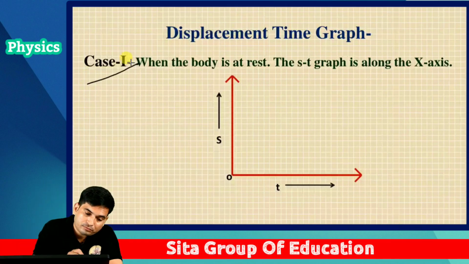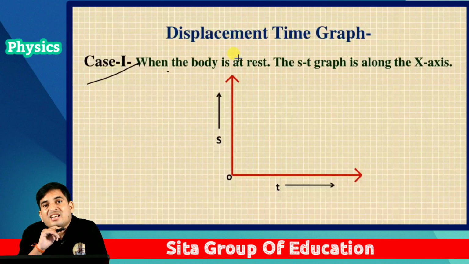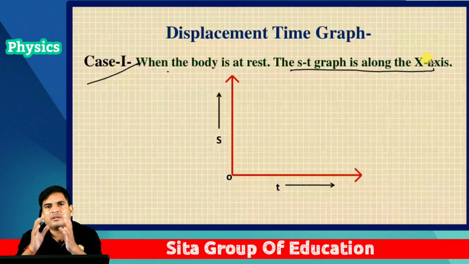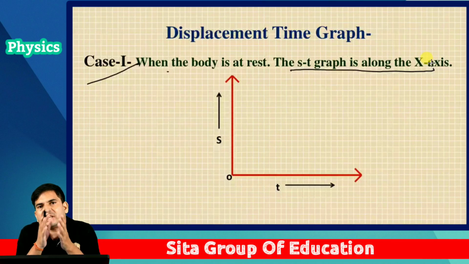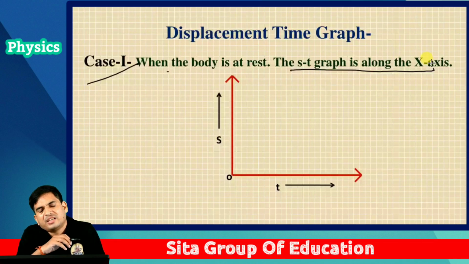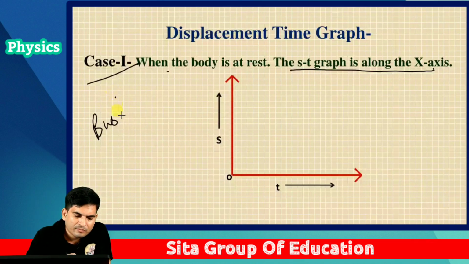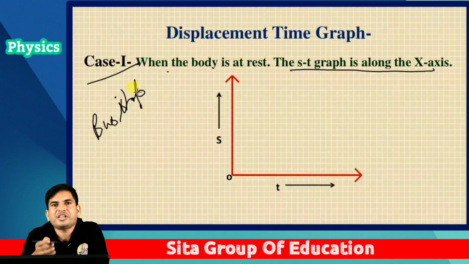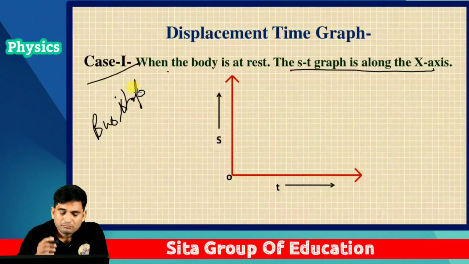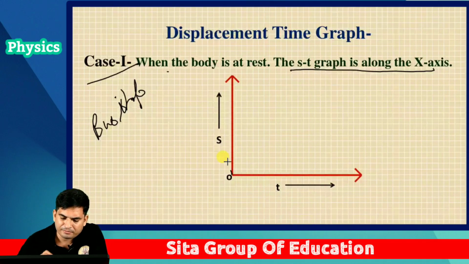Case first. When the body is at rest, the s-t graph is along the x-axis. Here s means the distance or the displacement. Why can it be? Listen carefully. What are examples of such things? Suppose a bus stop, a railway station, and any train is there. So let us start. This is the origin.